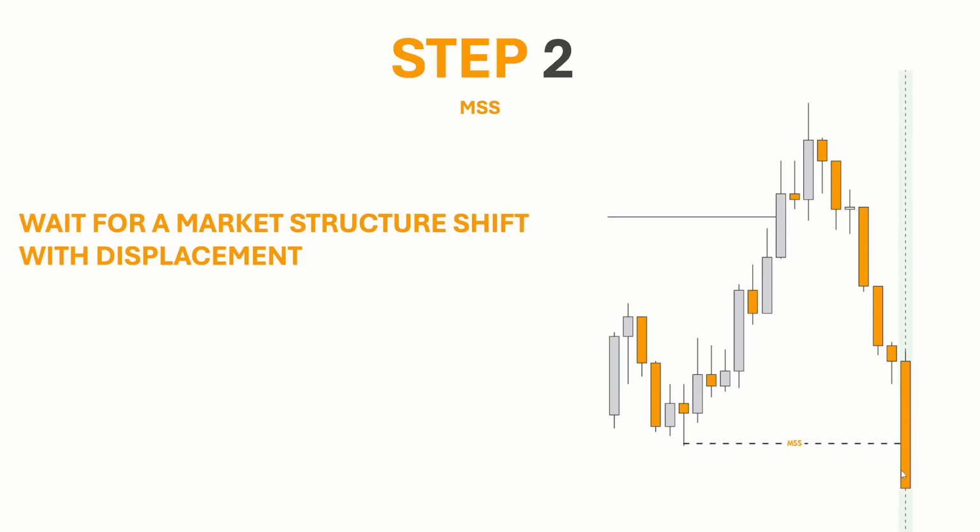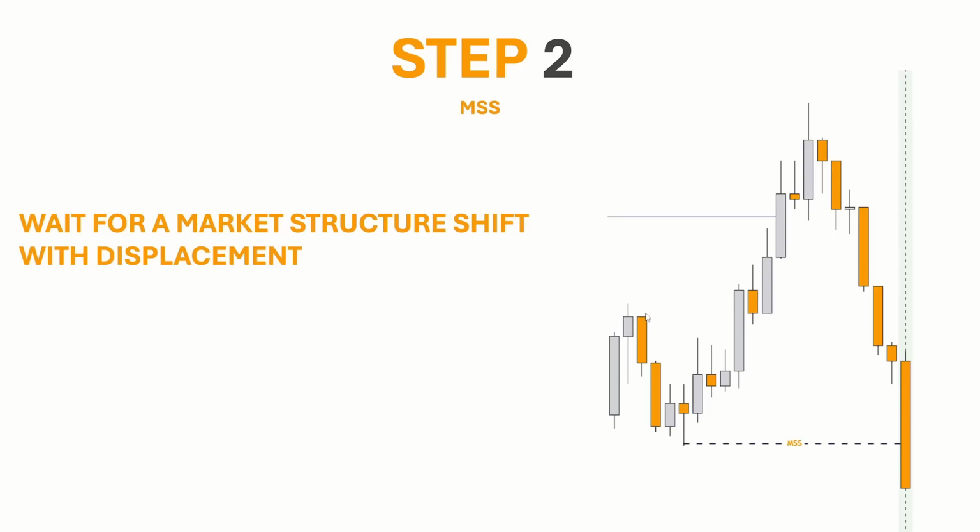And you want to see displacement. Displacement is when market is jumping. As you can see, it's a very big body of a candle. This is displacement right here. And by the way, guys, if you take liquidity to the upside, you want to be looking for sells. If you take liquidity to the downside, you want to be looking for buys.